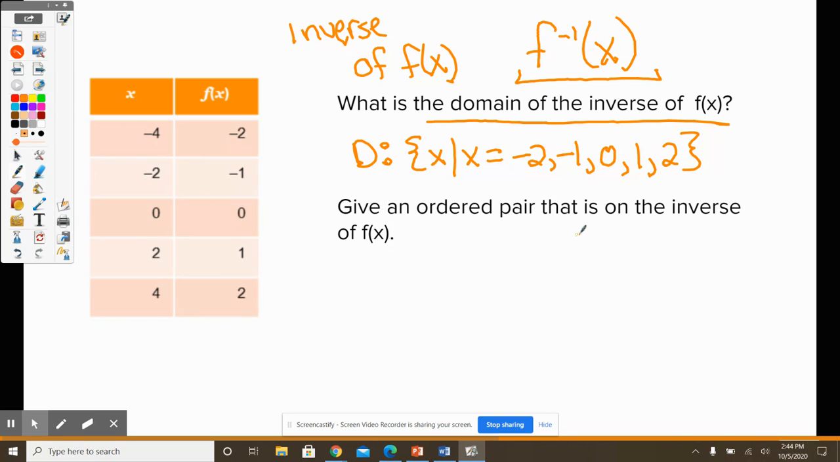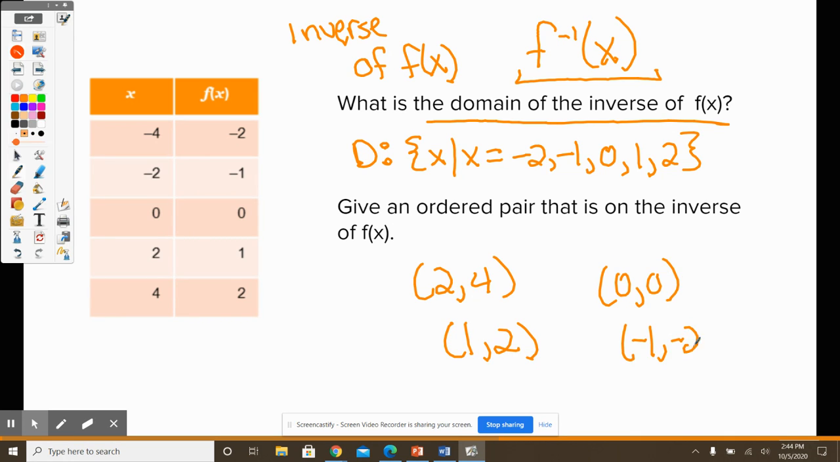So given an ordered pair that is on this inverse, all I'd have to do is switch the ordered pair. So 2, 4 would work. Or you could put 1, 2, 0, 0, -1, -2, or -2, -4.